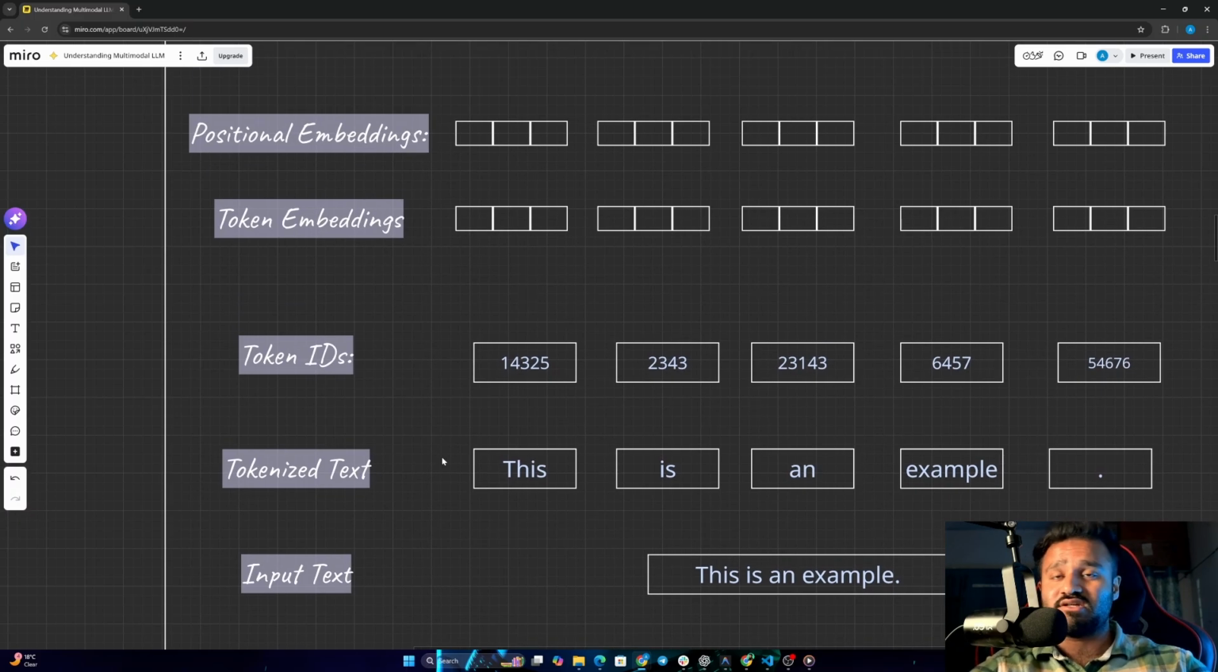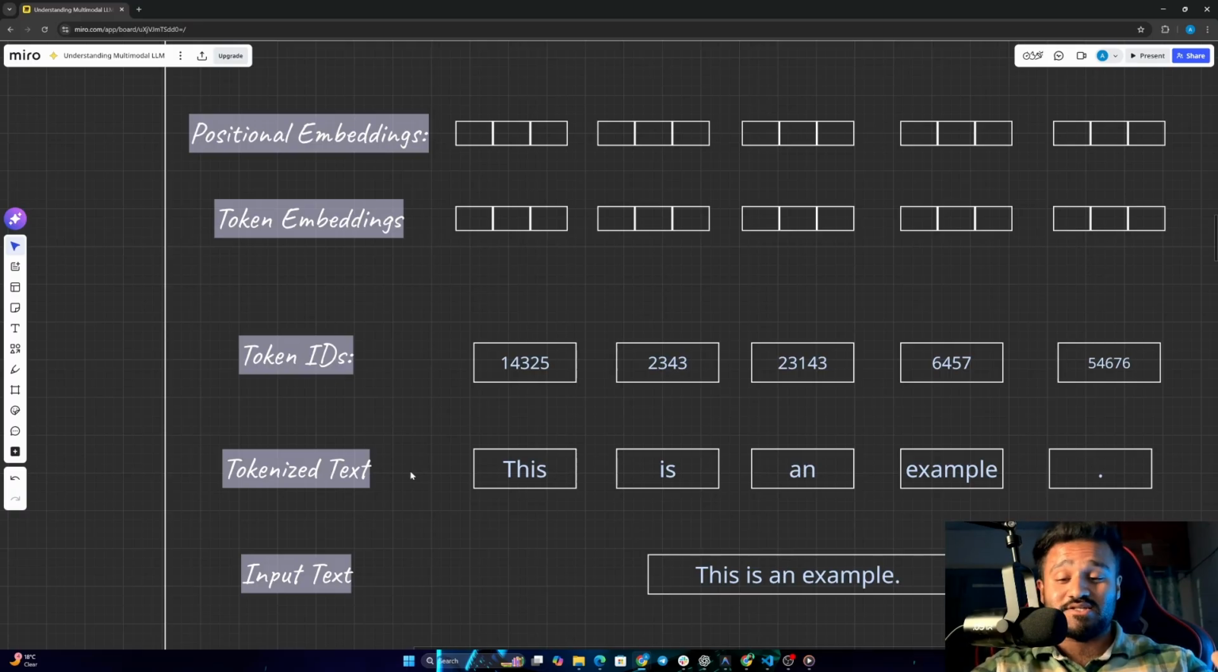Afterwards, we convert this tokenized text to token IDs. Why are we converting this to token IDs? Each token is assigned a numerical ID because a neural network doesn't understand words, it understands numbers. That's why we convert the tokenized text to token IDs.